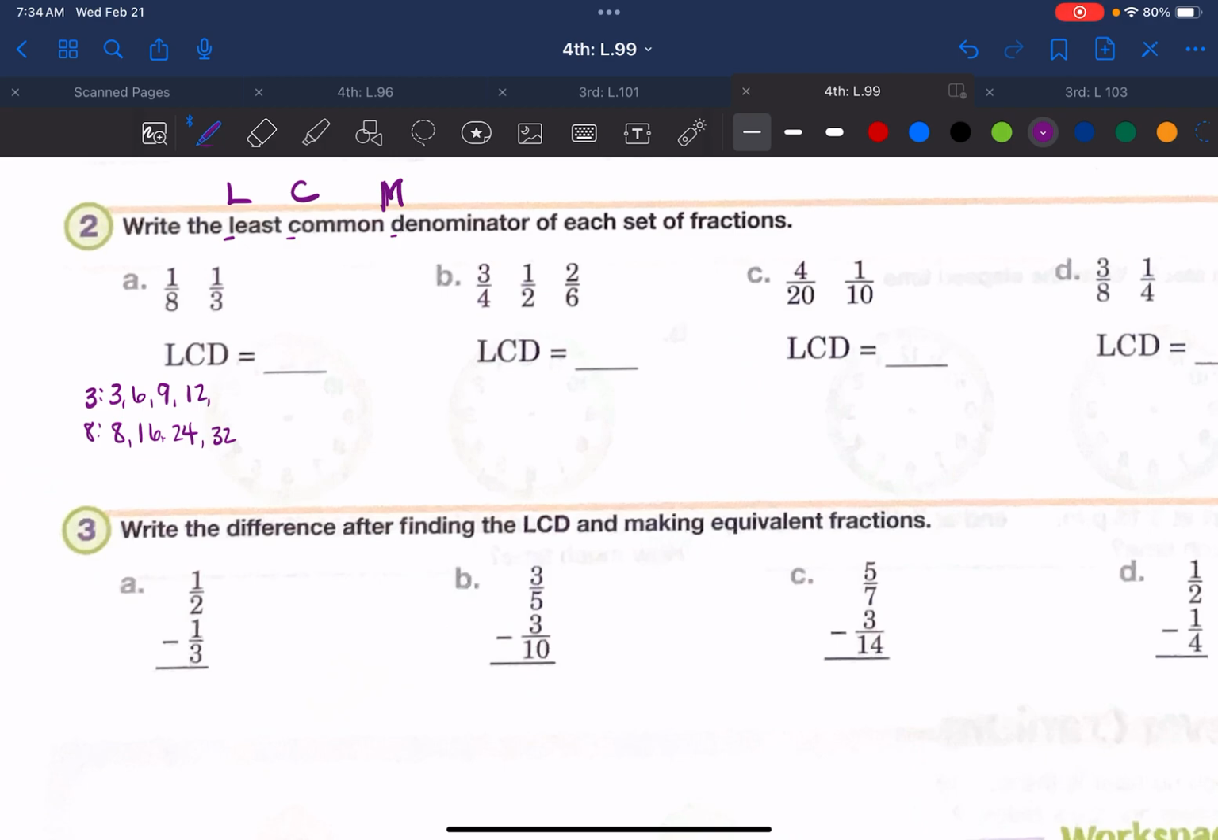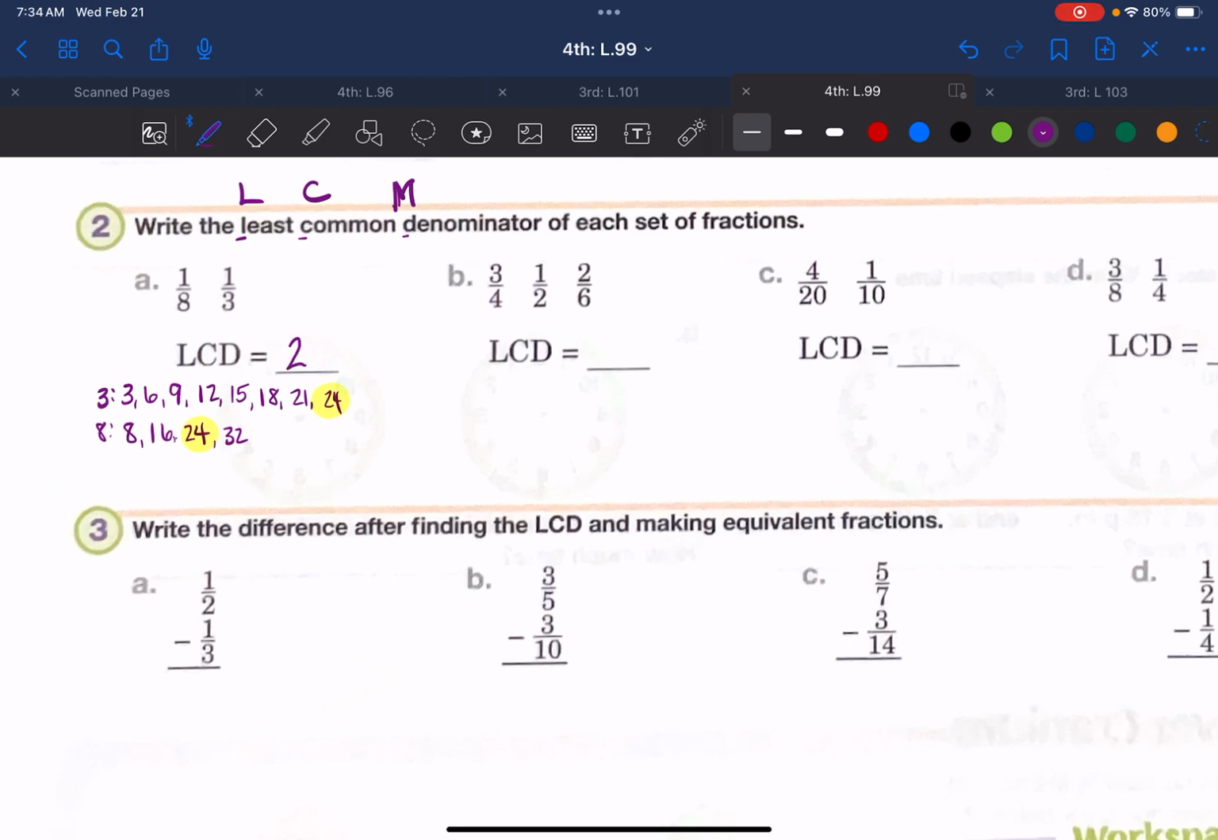Okay, now let me go up to my 3s. So I did 4 of them and that wasn't enough. So now I'm going to keep going. 3, 6, 9, 12, 15, 18, 21, 24. Ooh, I finally found one that matches. 24 and 24. So that means my least common denominator, the number that would be shared from both of them, is 24.